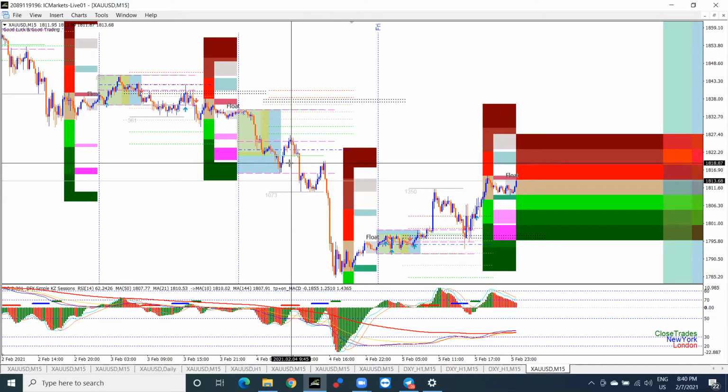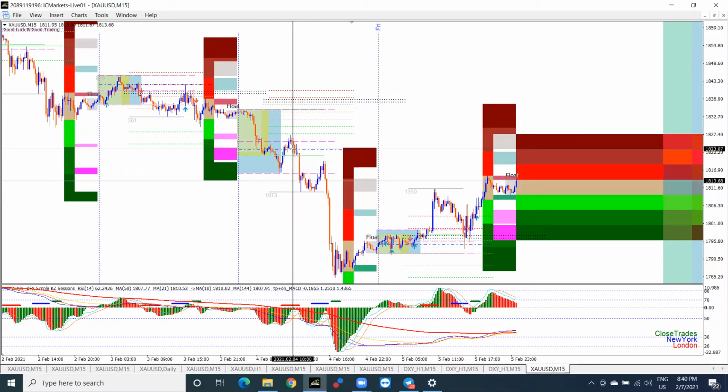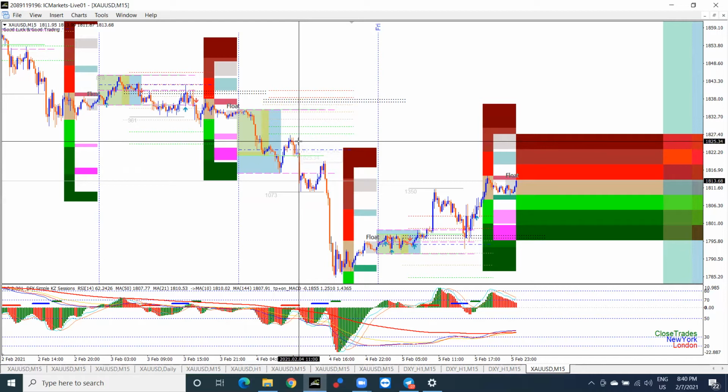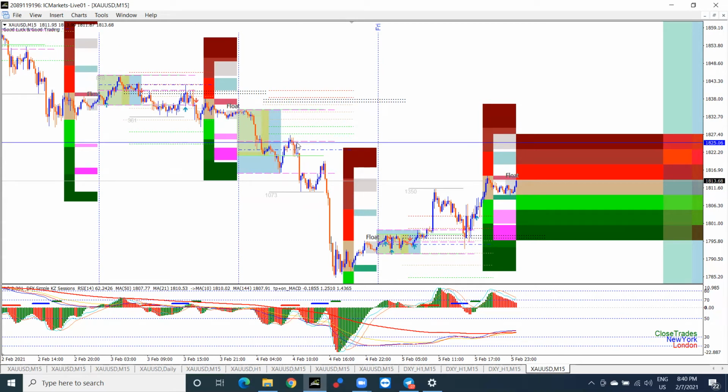This red candle here is the Frankfurt opening, and this candle here is the London open. So let's say that you place your sell here. Your target will be the bottom of the previous deviation.